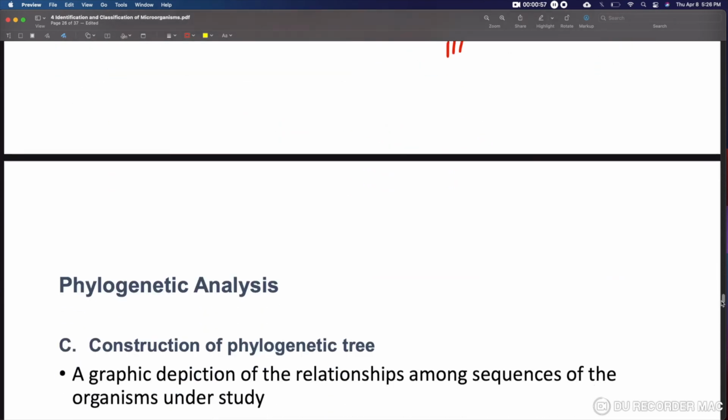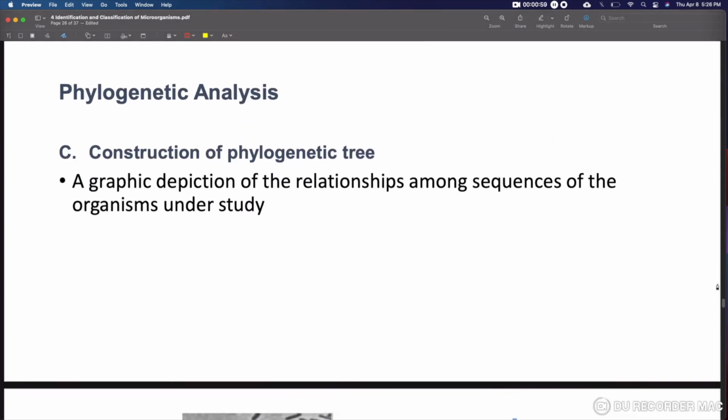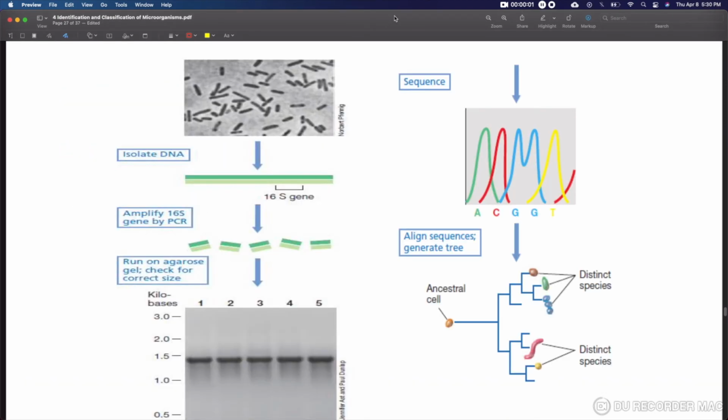After BLAST sequence alignment, we will do the construction of your phylogenetic tree. Here we use multiple sequences and create a graphical description of the relationship and the position of your organism on the phylogenetic tree that you're making. So basically, the flow for your phylogenetic analysis contains three different steps. The first one is the isolation of DNA.